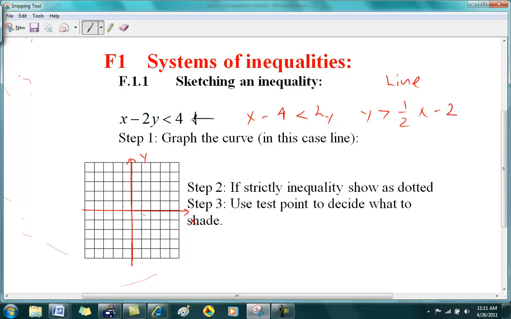Here's my scale, and I'm going to graph that. So when x is 0, y is negative 2. The slope is 1/2, so that means the rise is going to be 1 and the run is 2, and the slope is positive. So here's my other point that's going to go through it. And since it's a strict inequality, I have to draw a dotted line.